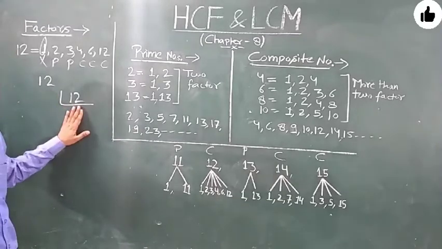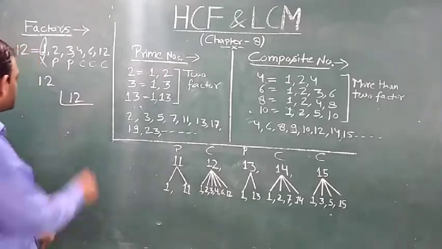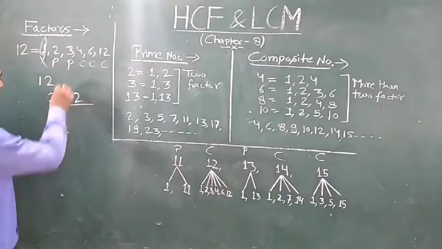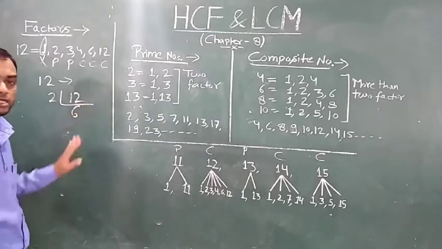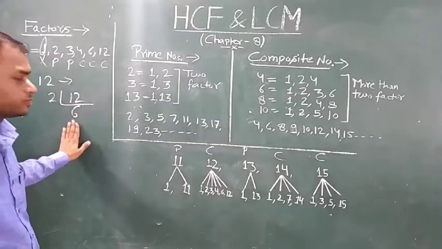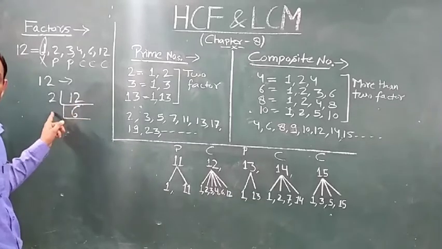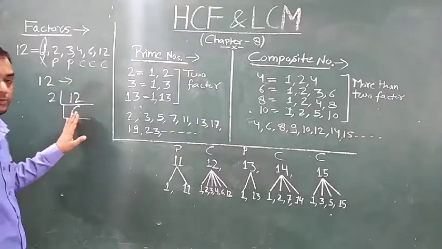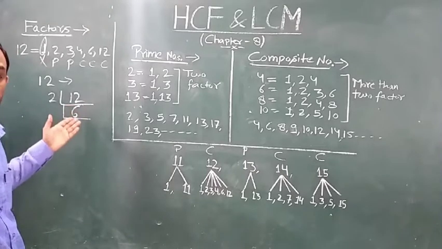Now we have written this 12. First of all, we will divide it by the smallest number, that is the 2. Okay, 2 6s are 12. Now this 6 is divisible by 2 again. It is divisible by 3 also, but we will divide it by the 2 because it is divisible.